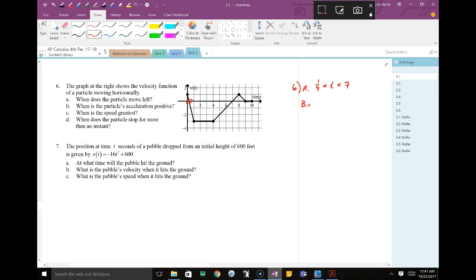When is the particle's acceleration positive? Okay, so let's think about this for a second. What is the acceleration in terms of velocity? How do we go from velocity to acceleration? It's the slope. So we're just analyzing where on this graph does it have a positive slope? From 4 to 8. Yeah, so 4 to 8.